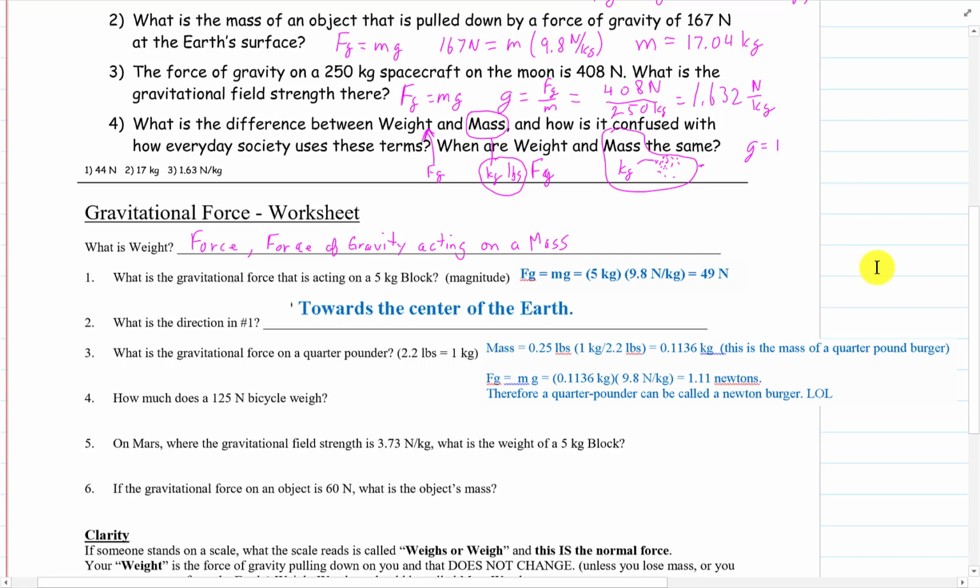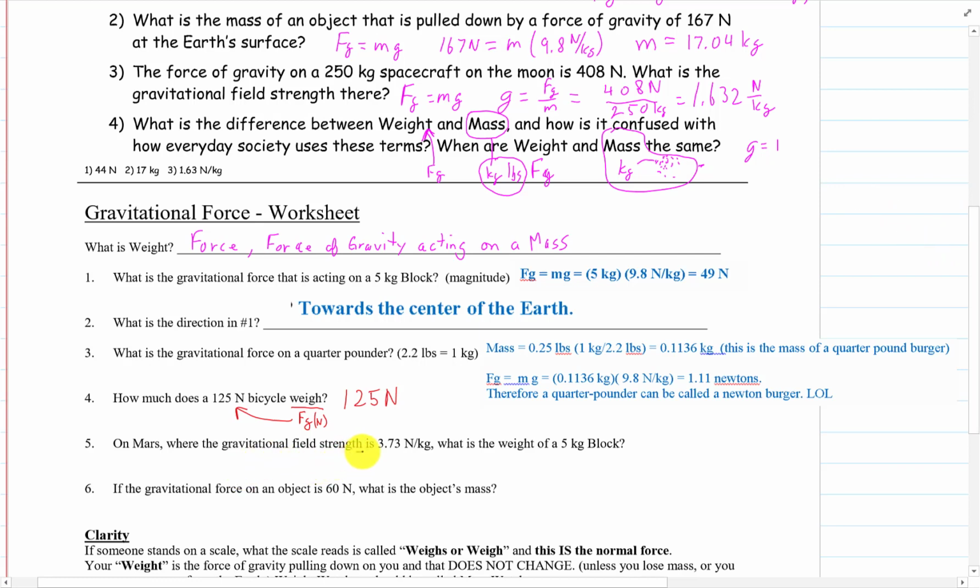Number 4. Do this ahead of me, please. How much does a 125 Newton bicycle weigh? Did you calculate it? Pause it. Okay, did you get tricked into it? It's 125 newtons. Because weigh is weight, and that's the force of gravity. And the force of gravity is measured in newtons, and it's already there. That's the trick in English. People are going to convert it to mass. I'm not asking what's the mass of a 125 Newton bicycle, because then you can do the calculation.